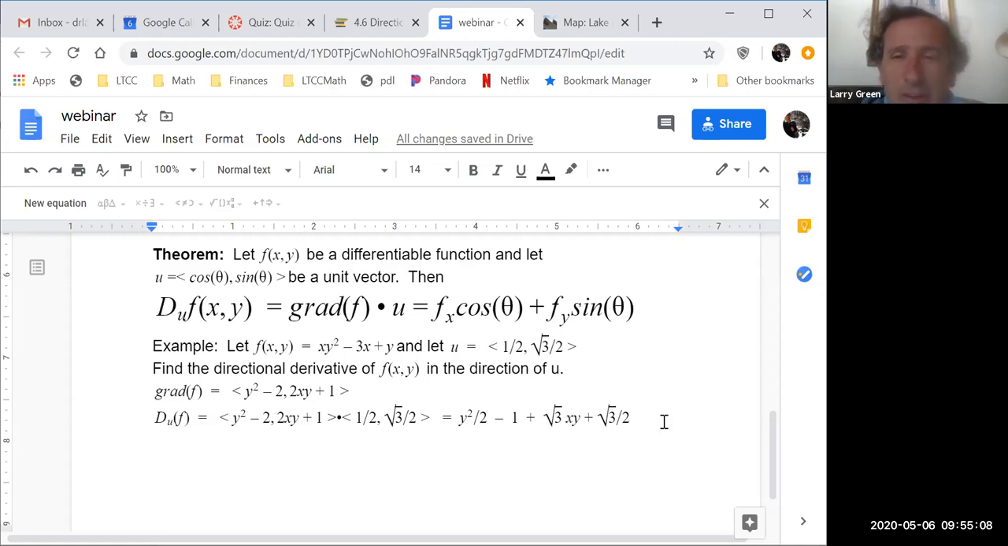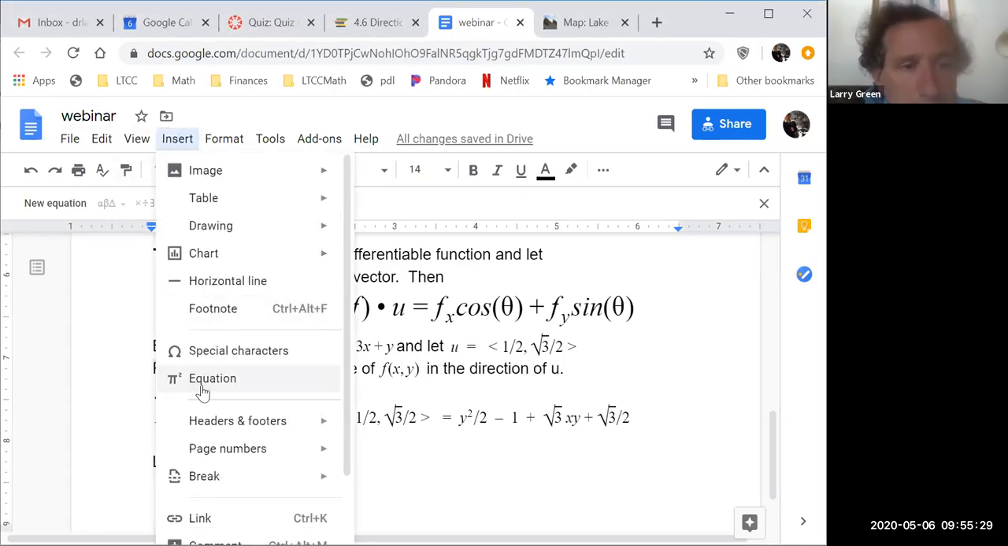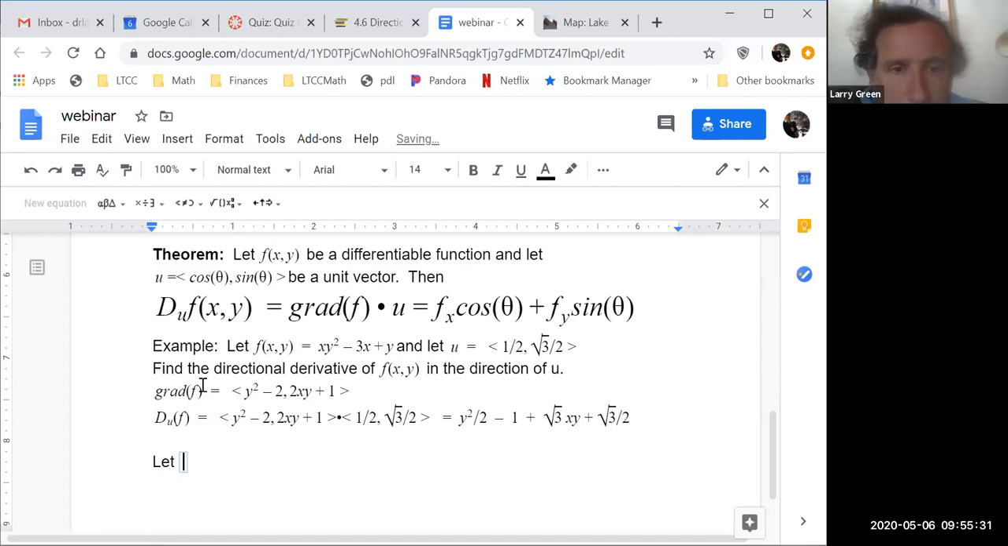Okay, now I have a question for you. Let's suppose we have this function. We'll even do this example. x y squared minus 3x plus y. And I don't know, let's look at the point. How about 1, 2?